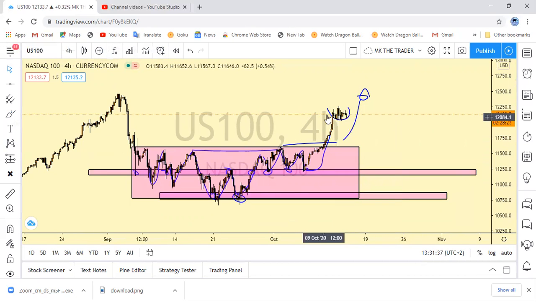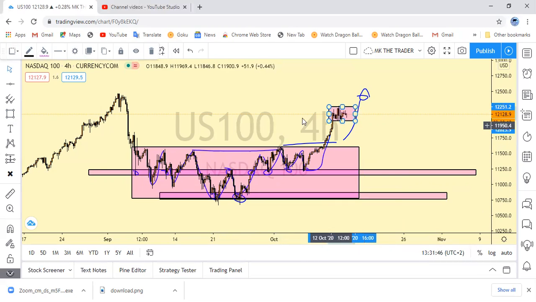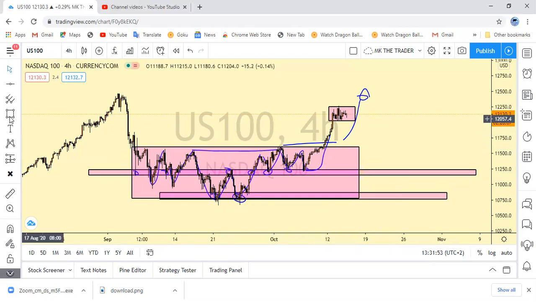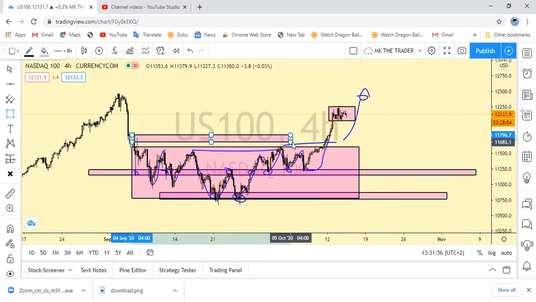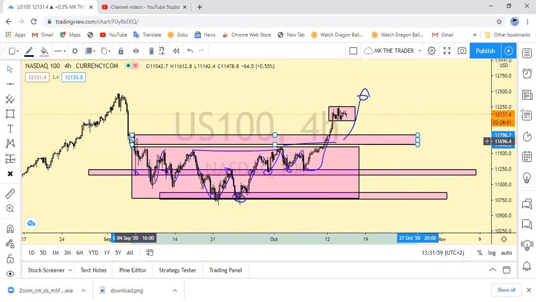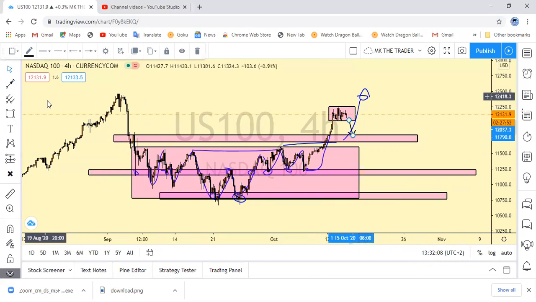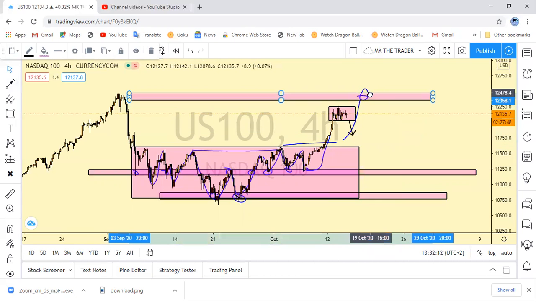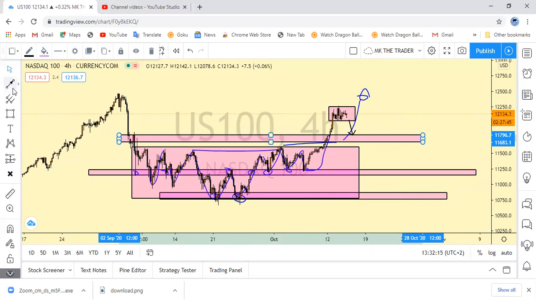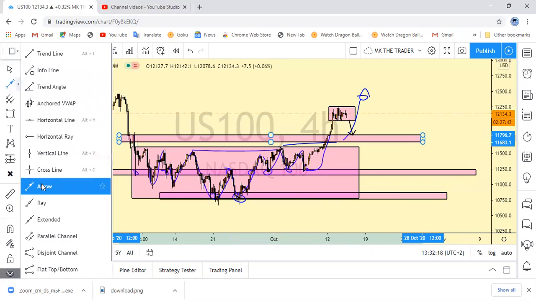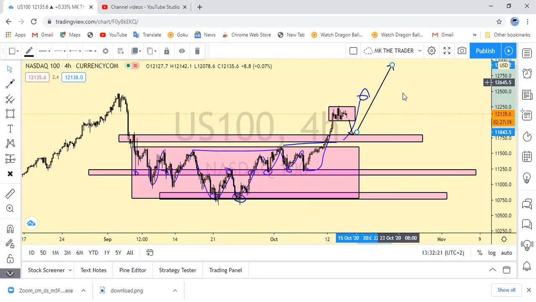We are waiting for a breakout of this level here, a breakout and a retest. If it breaks to the downside, we're going to wait for a retest, meaning we're going to go down with it, possibility of it hitting this level, and then it continues up. We might see something like this if it breaks to the downside, and then it continues to the upside.